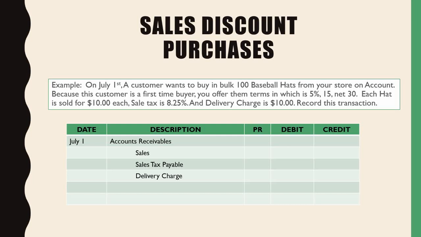Okay, so your journal, right? We got to make sure we have our sales. We got to make sure that we have the tax on top of that because it's 8.25%. And we have a delivery income or a delivery charge, right? We're tacking on, hey, because we don't have all 100 hats in the back storage, we have to ship it out to you. So we're going to charge you an additional $10 to ship it out to you. Okay?